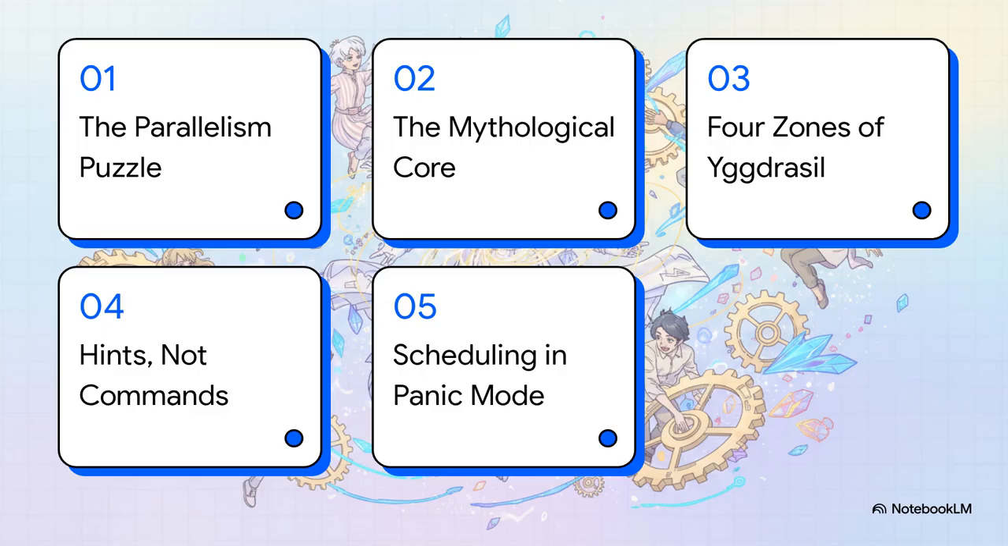So, here's the game plan. First, we'll look at the big puzzle that Merg-E's trying to solve. Then we'll meet the mythological heart of the system, follow a task on its journey, and unpack this core idea of giving hints, not commands. And finally, we'll see what happens when the whole system goes into panic mode.